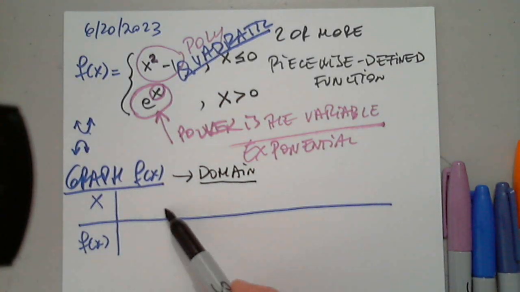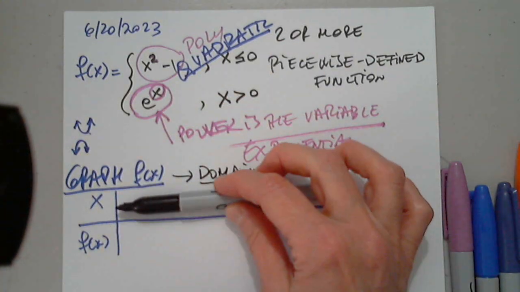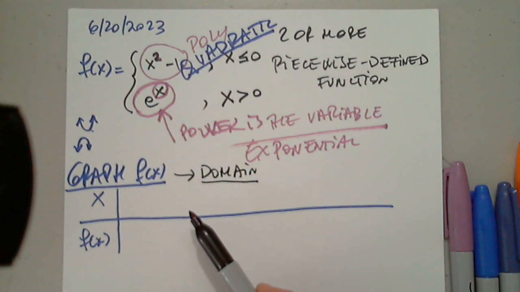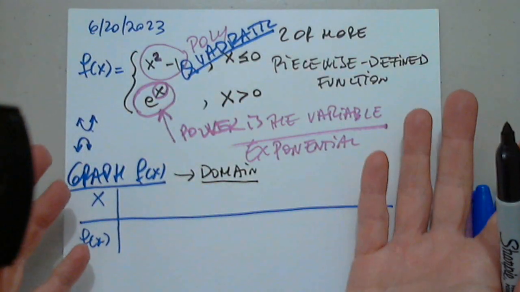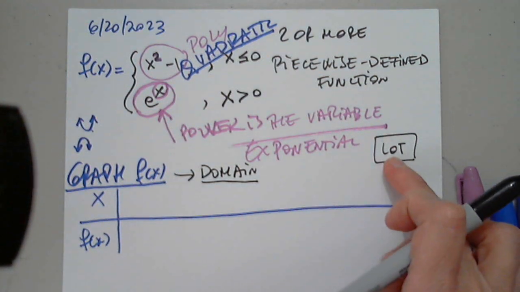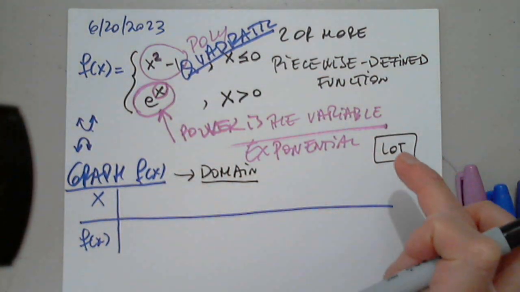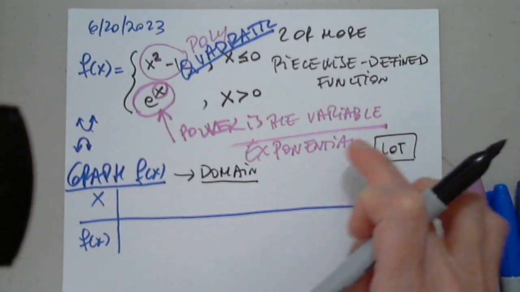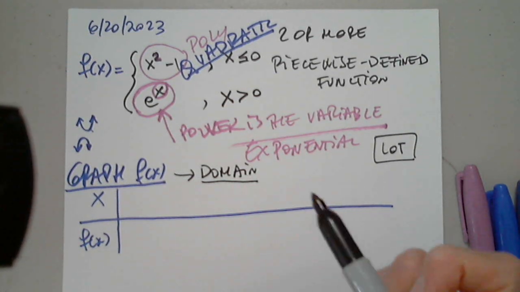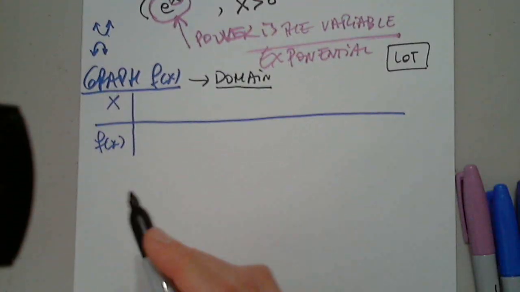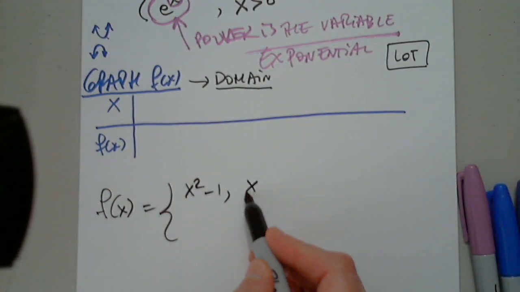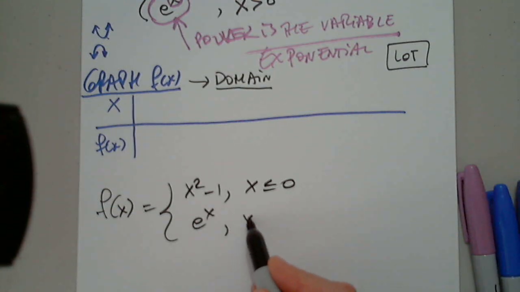And the reason is I don't know what to put in here. I have no idea what to replace x by. That's my starting point. In other words, if I want to build a home, I have to find a lot. For the house, the domain is the lot. For the function, the domain is the domain. So by looking at this function, I'm going to copy it one more time here: x squared minus 1 for x less than or equal to 0, and e to the x for x greater than 0.